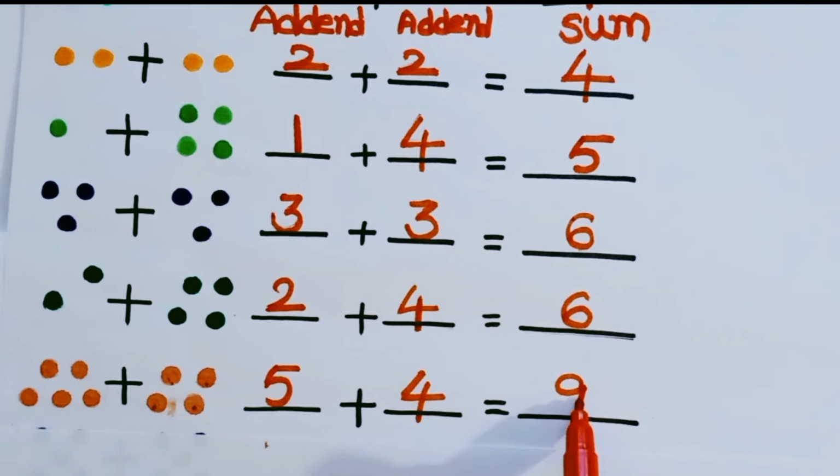So the addition of 5 and 4 gives 9. 5 plus 4 equals 9. The sum of 5 and 4 is 9.